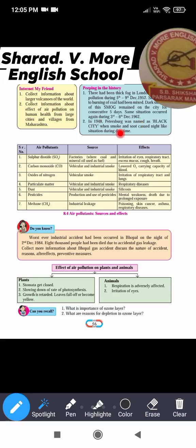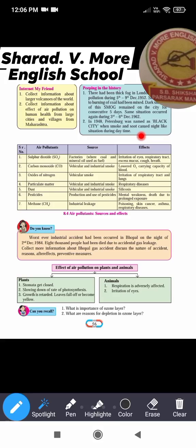In 1948, Petersburg was named as Black City when smoke and soot caused night-like situation during the daytime. In 1948 Petersburg was called by the name Black City, when smoke and soot, the carbon particles, collected in that cloud, creating a night-like situation during the daytime at that time.